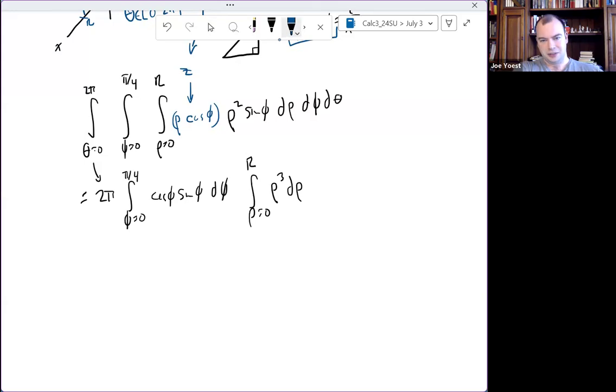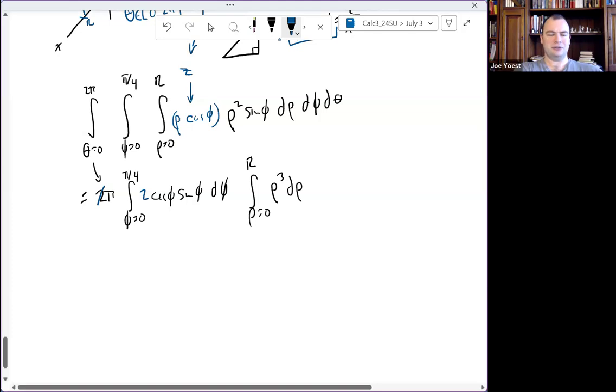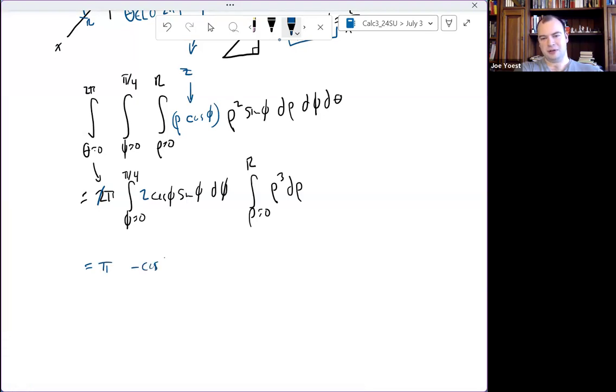I see that I can steal this 2 and put it inside here, and 2 cos phi sine phi, 2 sine phi cos phi, is sine of 2 phi. So I have a pi, and sine of 2 phi integrates to negative cos of 2 phi times 1/2, going from 0 to pi over 4. And my rho integrates to 1/4 rho to the 4th from 0 to R.